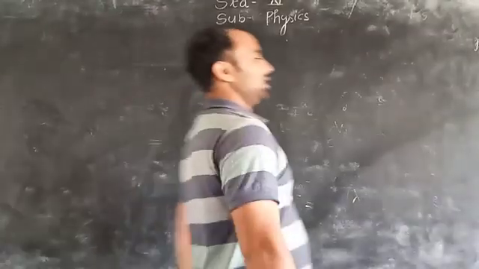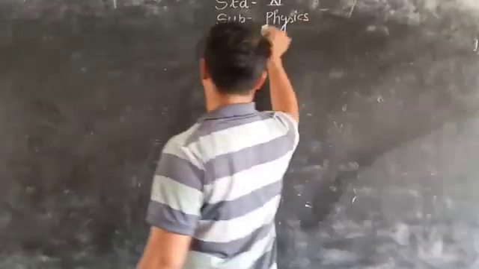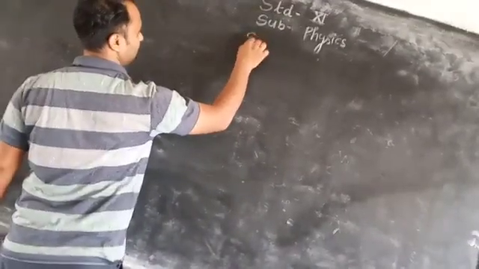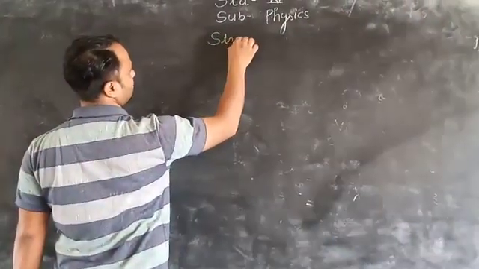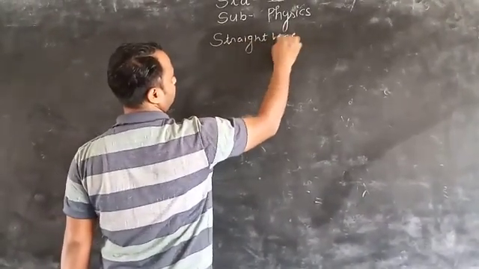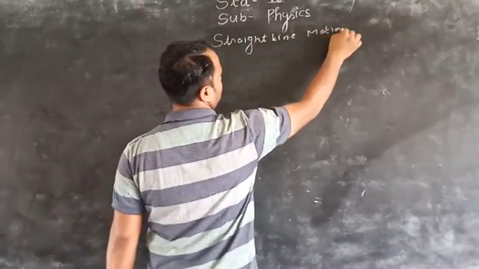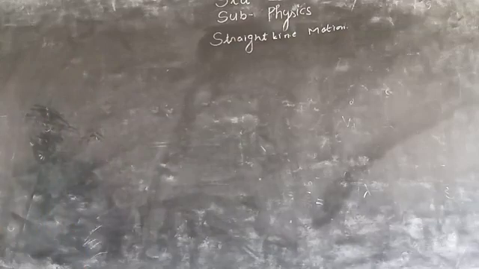Online classes. Now we discuss the syllabus of the physics subject. So we have to understand straight line motion. A straight line motion. So we have to understand here straight line.